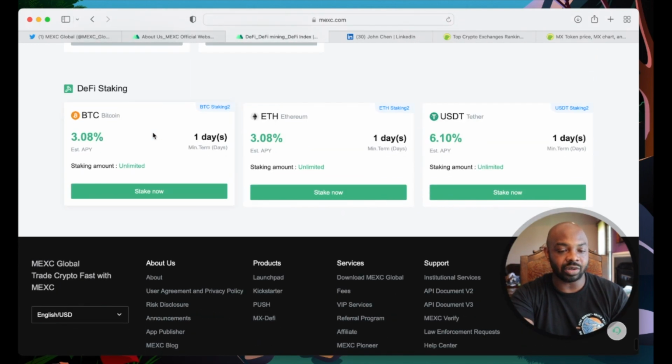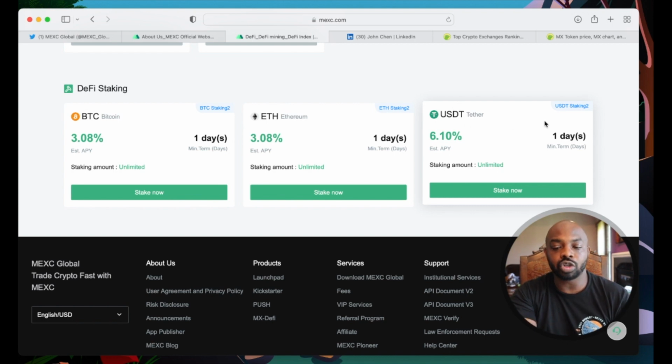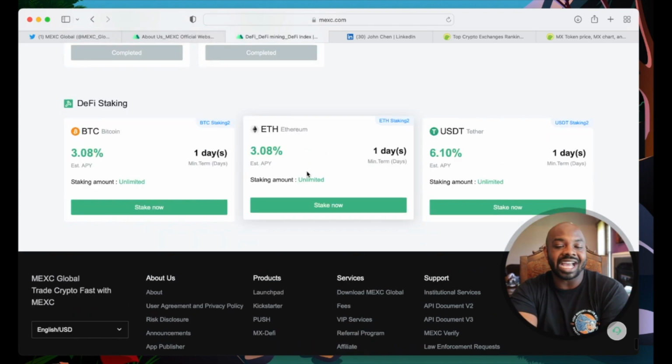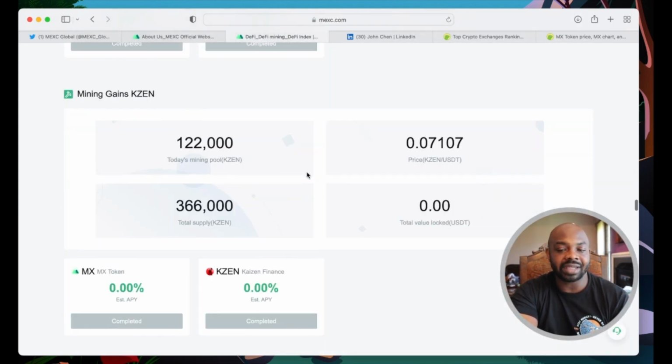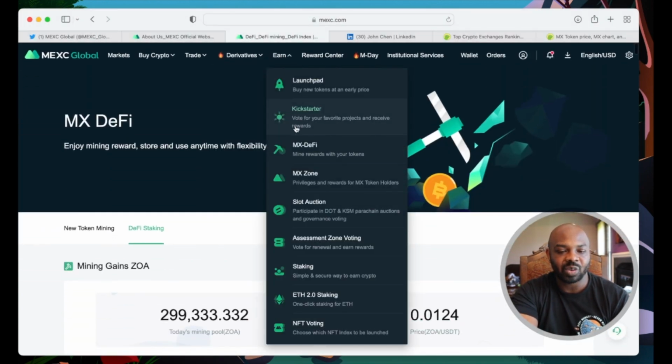And the staking, with Bitcoin, it is an unlimited amount. The minimum requirement is 1 day. You're going to get 3% APY on your Bitcoin, 3.08% on your Ethereum, and 6% on your USDT, which is not bad. So they have a staking option and a lot of mining options we can see.